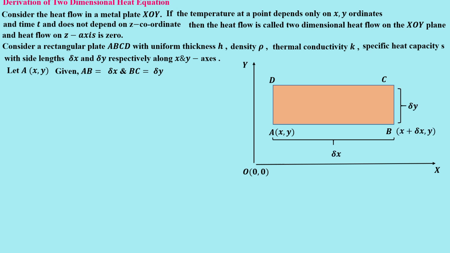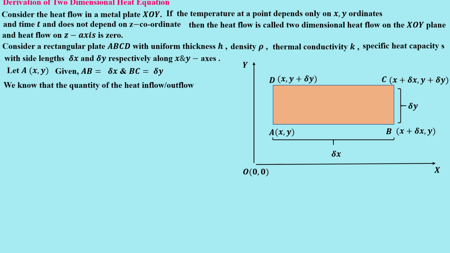Now the B coordinate is x plus delta x, and the y coordinate is the same, right? And the C coordinate is x plus delta x, then the y coordinate is y plus delta y, so the length is delta y. Then D is x comma y plus delta y, right?